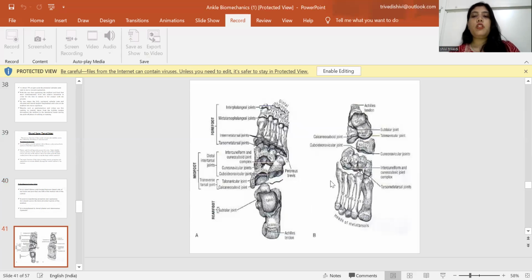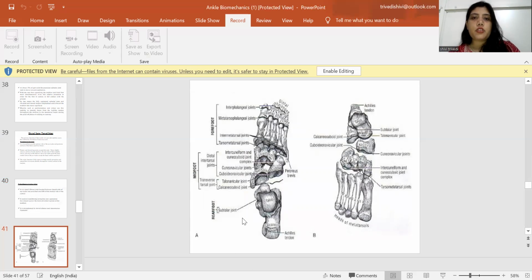This is the structure on the right side. Achilles tendon is present. Subtalar joint is present. Transverse tarsal joint is present. Cuneo-navicular joint is present. Intercuneiform and cuneo-cuboid joint complex is present. Tarsometatarsal structure is present. On the left side, calcaneo-cuboid joint and calcaneo-navicular joint are present.